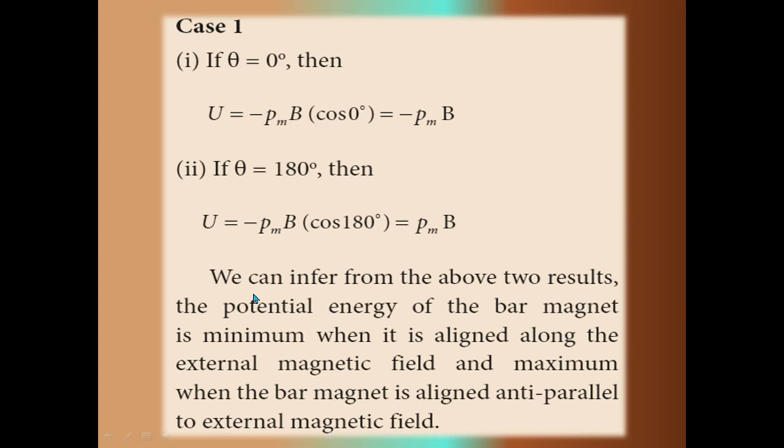Once again, the potential energy of the bar magnet is minimum when it is aligned along the external magnetic field, and maximum when the bar magnet is aligned anti-parallel to the external magnetic field.